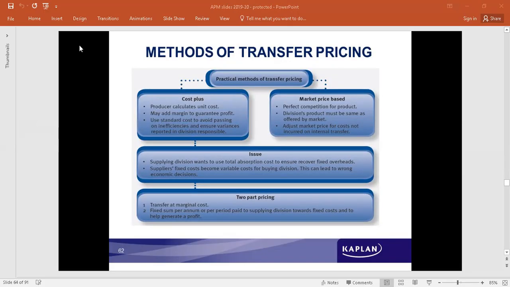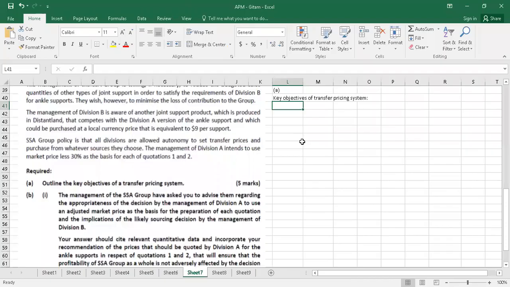The first question is a theory question. What are the key objectives of transfer pricing? See, by way of following a transfer pricing system, what is it that they want to achieve? What is the objective or purpose behind having a transfer pricing system? The first important aspect: when they are divided into departments, there is better monitoring of their activity.